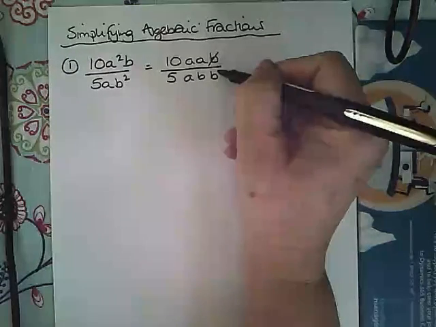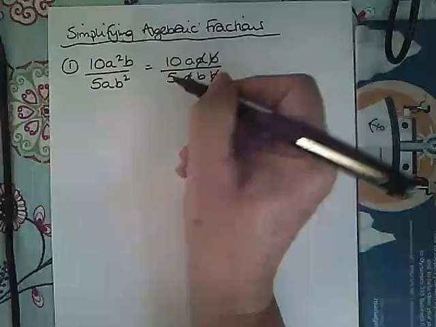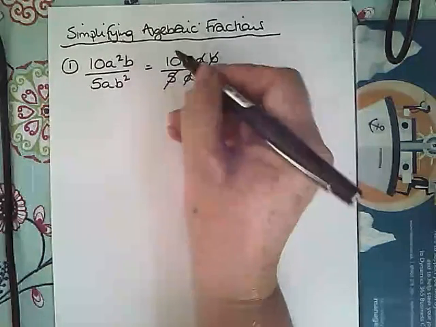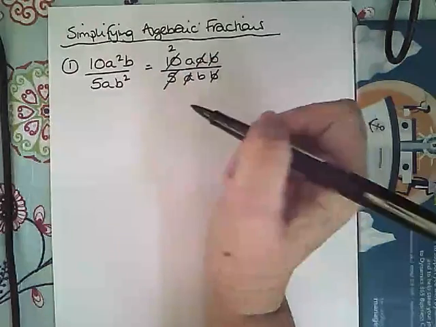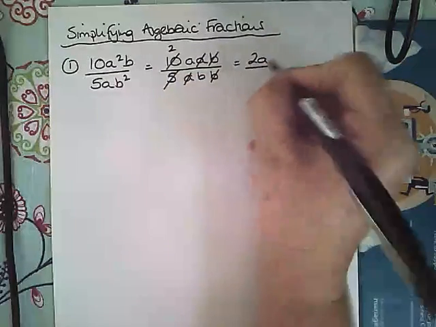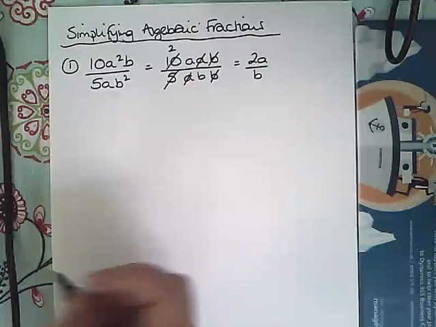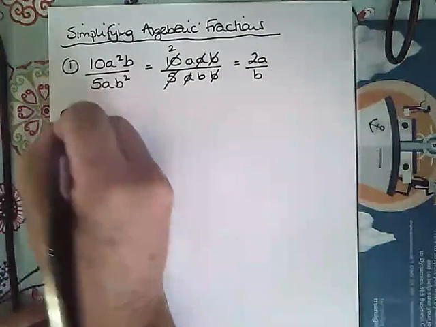So the b will cancel with the b, and a will cancel with one of the a's, and 5 goes into 10 twice. So we are left on the top with 2a, and on the bottom of the fraction just ab. Let's have a look at this one.